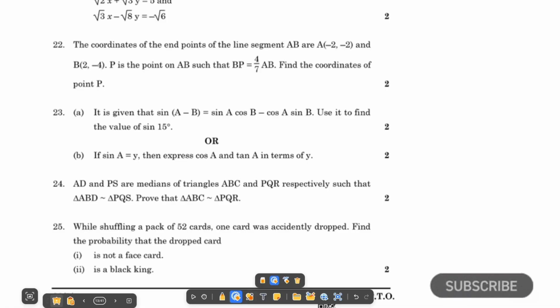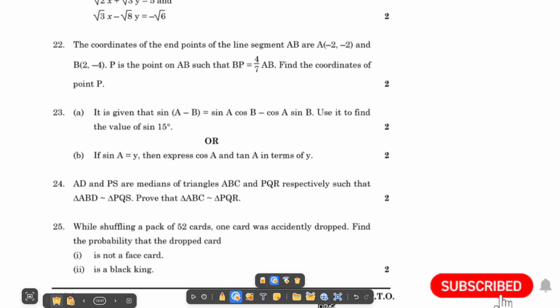Now the 23rd question is, the coordinates of the endpoints of the line segment AB are A minus 2 comma minus 2, B 2 comma minus 4. P is the point on AB such that BP is equal to 4 by 7 of AB. So BP is 4 by 7 of AB means BP will be 4 parts out of 7. That means this AB is divided into 7 parts. Out of the 7 parts, BP will be four parts. So find the coordinates of point P.